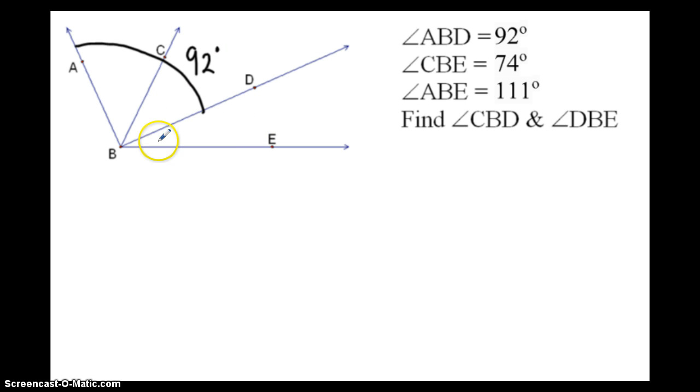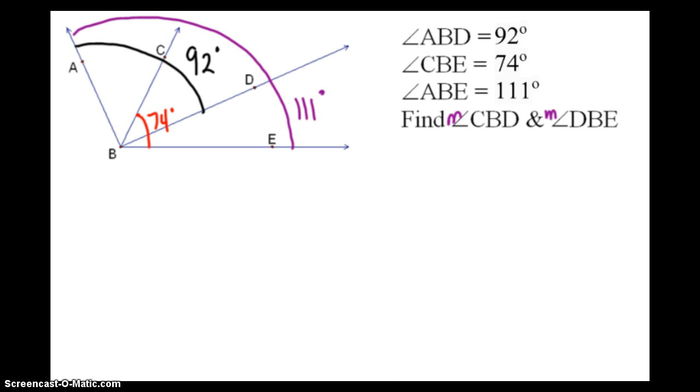I also know that angle CBE, so I'm going to change my color here, angle CBE, right there in red, is 74 degrees, and that the entire angle itself, the large angle, angle ABE, like that, is 111 degrees. So we're asked to find two angle measures. And there should be M's here. We should be finding the measure of angle CBD and the measure of angle DBE.